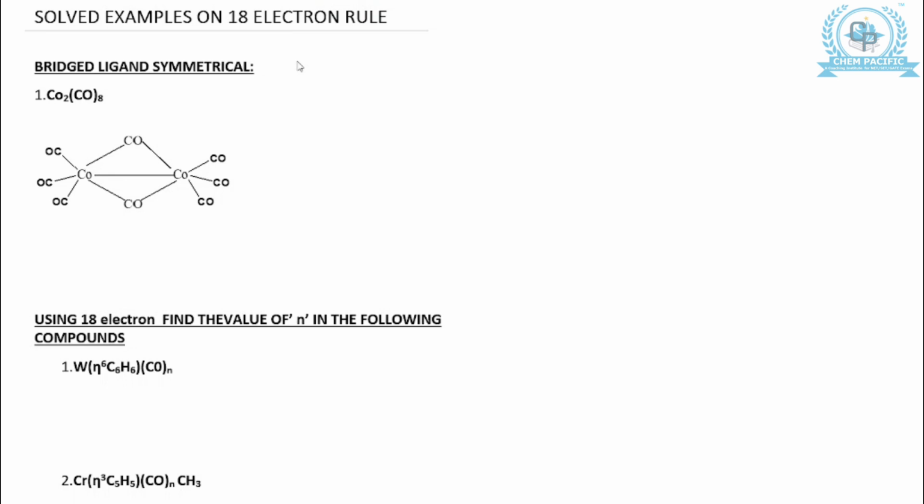Now let's get started. So today we are going to solve some examples on the 18 electron rule. The first example that I have chosen for you is this, and the topic is bridged ligand, symmetrical. Before we solve this, there are certain points we have to keep in our mind.